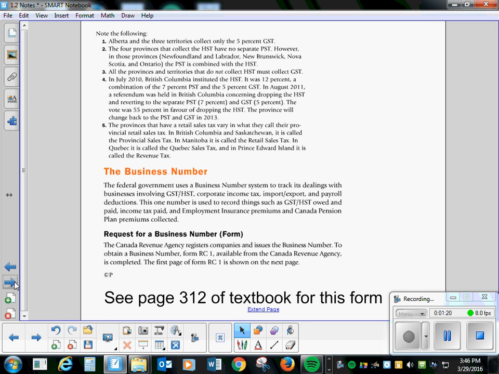Business number: the Canada Revenue Agency registers companies and issues a business number. To obtain a business number from the Canada Revenue Agency, you need to complete this form. And if you look on page 312, there's something there. It just registers your business, gives them a business number, and it gives you then the right to collect the GST.